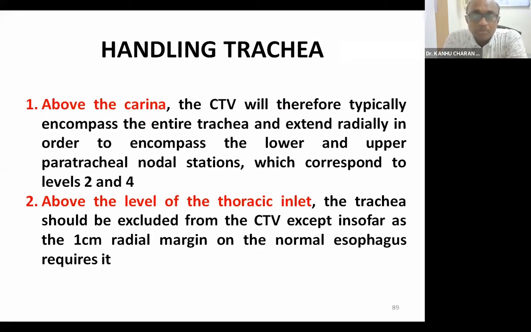So if you are giving margin to your esophageal growth, if above the carina, you can include the nodes. Your trachea should be included in your field. But above the thoracic inlet, you should exclude the trachea. The trachea should be excluded from the CTV, except where the 1 centimeter radial margin to the normal esophagus requires it. So when you are giving 1 centimeter margin, take that only. No need to include the whole trachea above the thoracic inlet, but include the trachea above the carina.